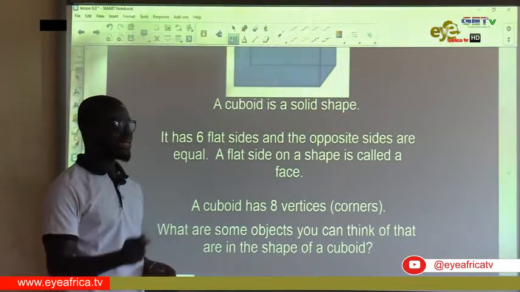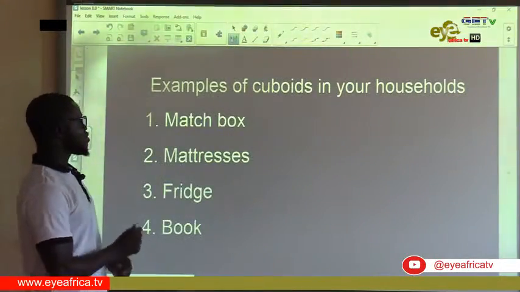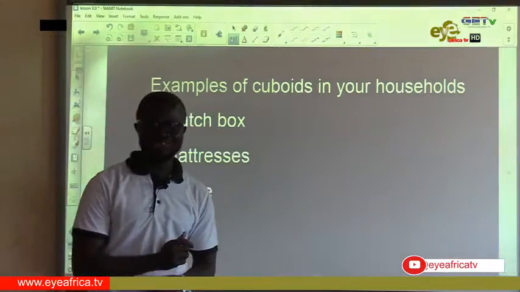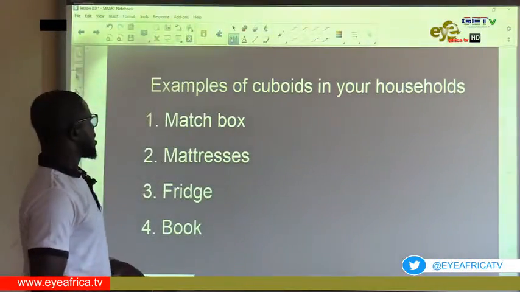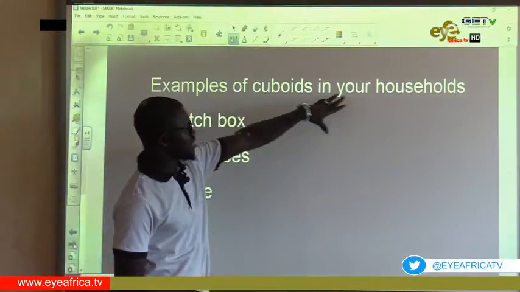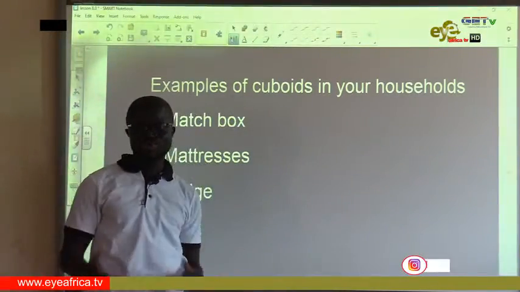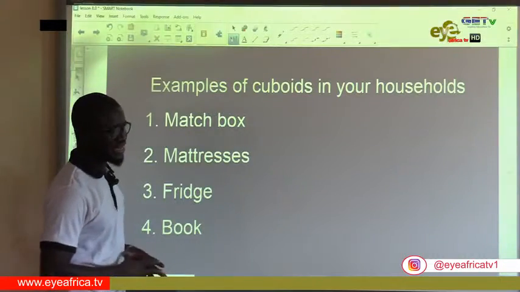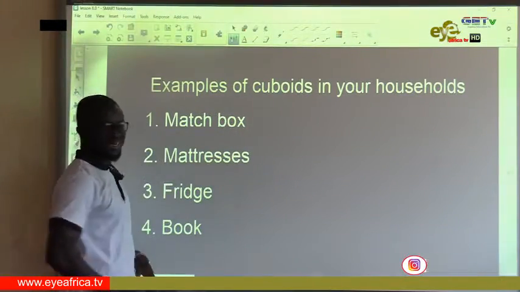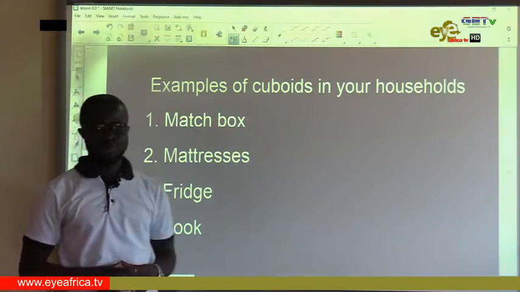Okay, now let's move to the next slide and see what other examples we can give that are in the shape of cuboids. Examples of cuboids in our households, not your households, I'm part of it. Number 1 is matchbox.